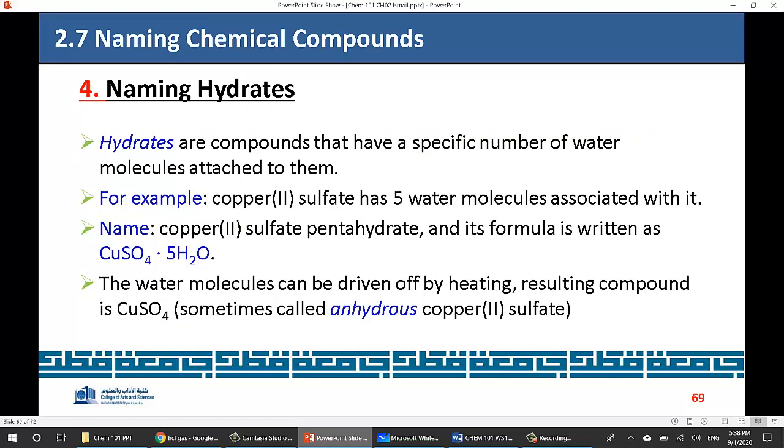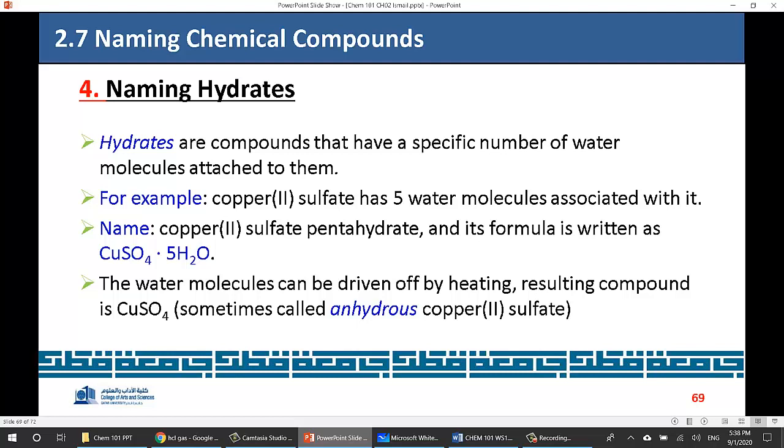The last thing in this chapter is something called a hydrate. Take for example CuSO4·5H2O. A hydrate is a compound that has a specific number of water molecules attached to it. So, for example, you are working in a company, and you call the supplier and you say, "I wanna buy 5 kilograms of copper sulfate," and the salesman on the other side says, "What copper sulfate do you need? Do you need the anhydrous or the hydrous one? Do you need the hydrated or the anhydrous?"